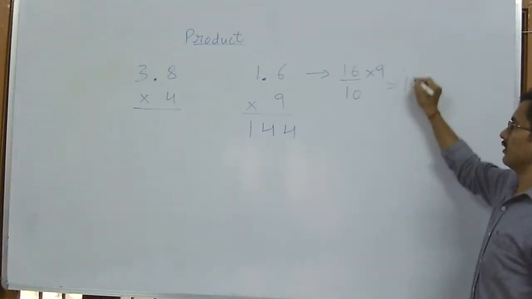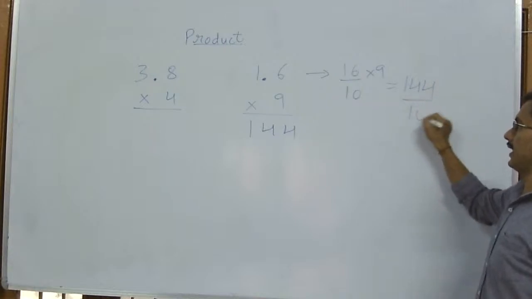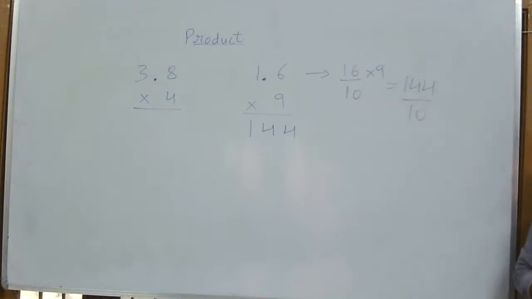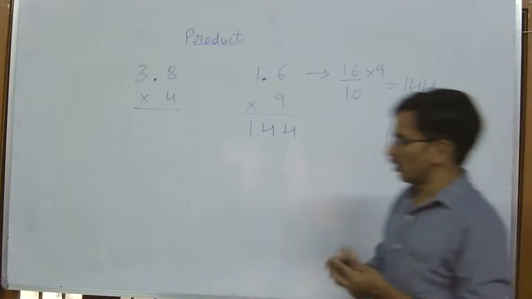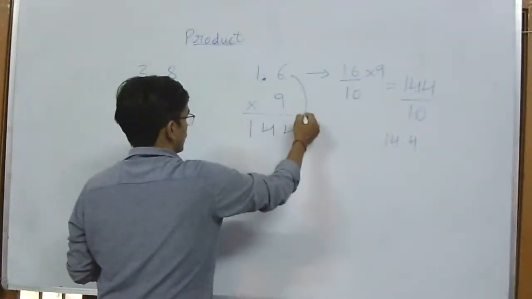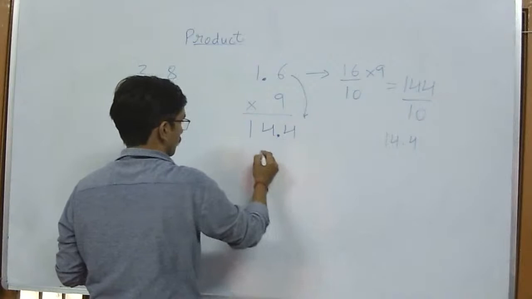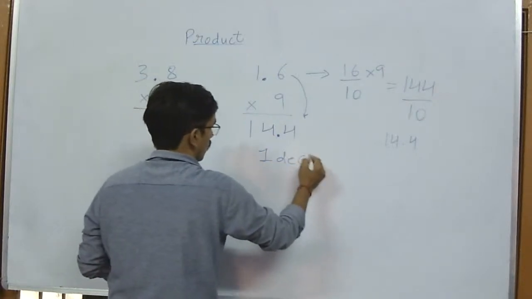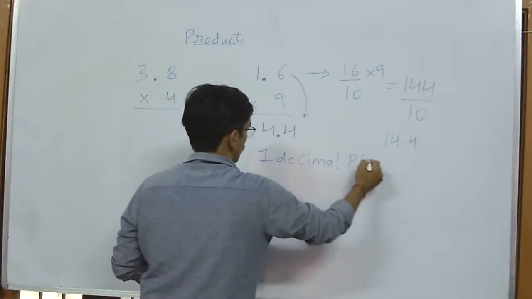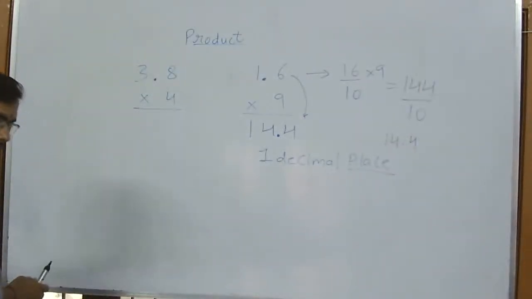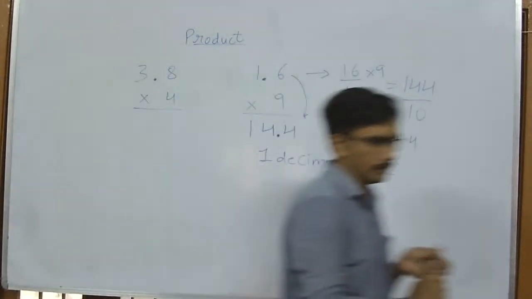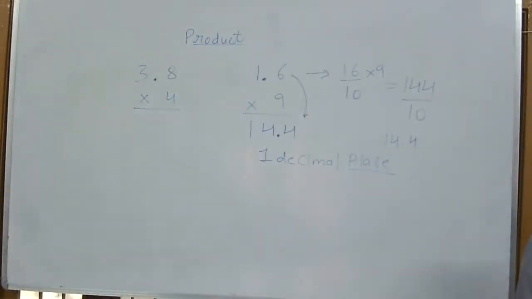Now 144 divided by 10, you know it is 14.4. Or here we can say there is one decimal place, so we'll put the point after one place. How many decimal places are there? One decimal place. Okay. So when we have one decimal place, the point will come after only one decimal place.